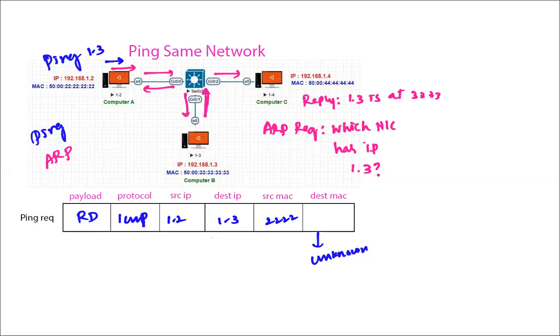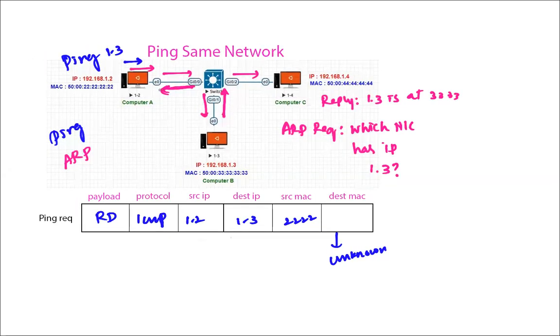Yeah, we are talking about same network only. Different network, it is different. So I'm talking about same network only, Hemant. Okay. So yes, it goes, the ARP response comes back to the PC.